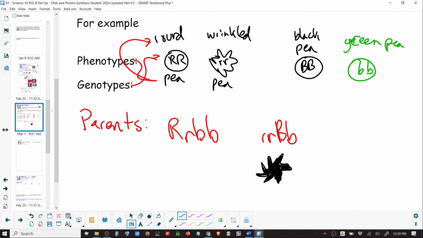So we have here a black. Occasionally, there will be a rugby trip to France. I don't think that's this year, but a black wrinkled pea.